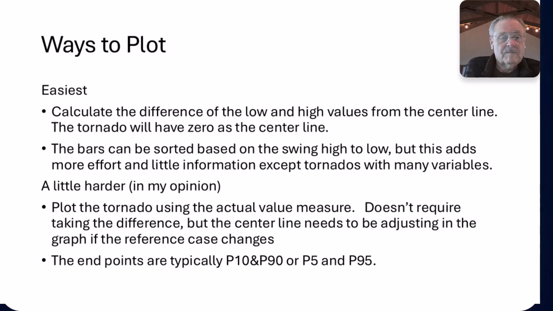Ways to plot it. Well, the easiest way is to calculate the difference of the low and the high values from the center line. Thus, the tornado always has 0 as the center line. This can be sorted based on the swing, the high to low, such that it actually looks like a tornado. But this adds more effort and little information except for tornadoes with many variables.